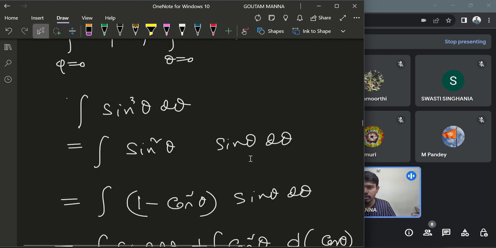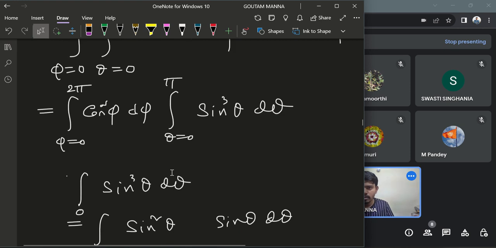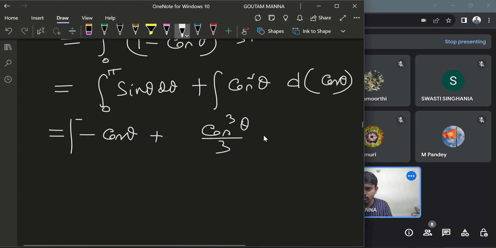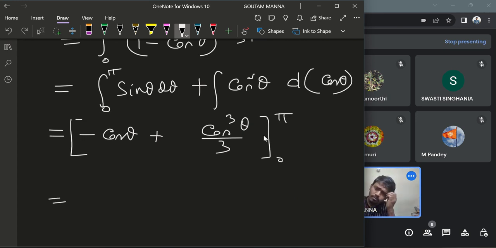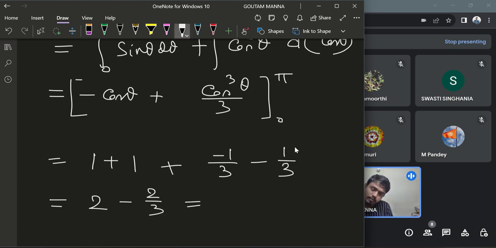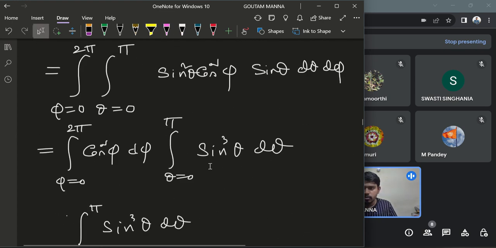Okay, and if I put the limit, theta equals 0 to pi, that was the limit of theta we had. This minus cos theta, if I put pi, it will be plus 1, minus, so it will be plus 1, and similarly for 0, giving 2. And the second term, it will be minus 1 by 3, minus 1 by 3. So it will be 2 minus 2 by 3, so it will be 4 by 3. Let me know if I'm making some mistake.